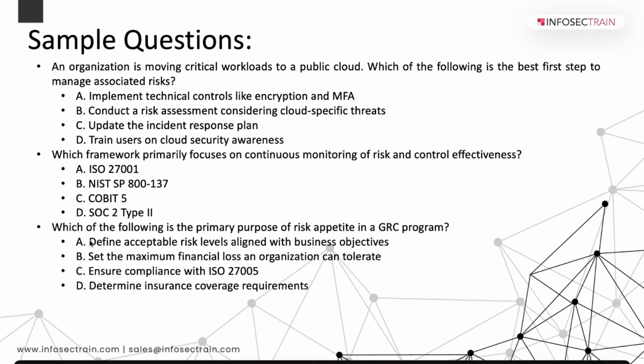The third one: which of the following is the primary purpose of risk appetite in a GRC program? Define the acceptable risk levels which are aligned with the business objectives. Set the maximum financial loss an organization can tolerate. Ensure compliance with ISO 27005, or determine the insurance coverage requirement. The primary purpose of risk appetite in a GRC program is to define an acceptable risk level which is aligned with the business objective. So the answer is A.